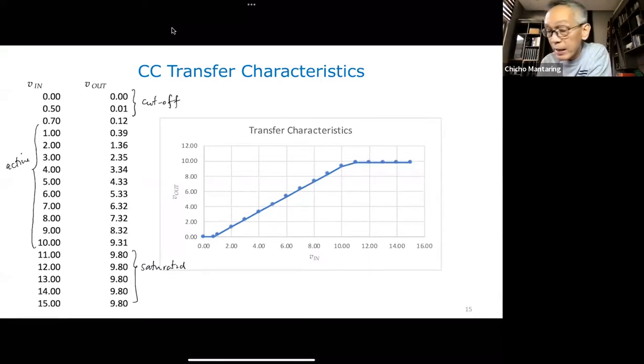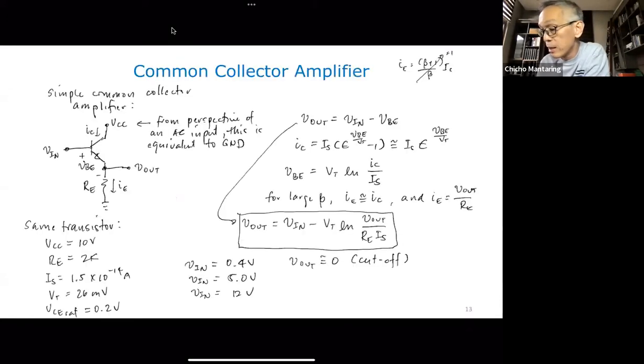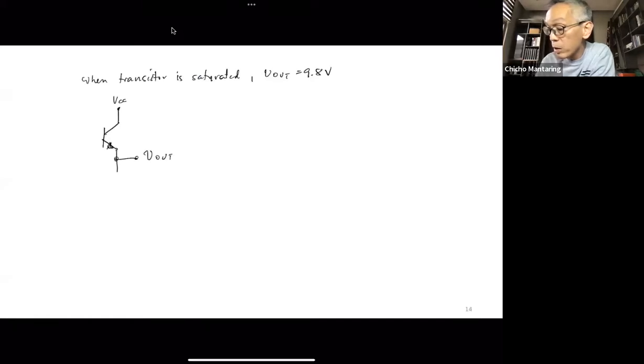Why is it 9.8 volts when saturated? When the transistor is saturated, V out is equal to 9.8 volts. Well, the reason is this. So this is the VCC. Here is my V out. This is RE. This is V in.